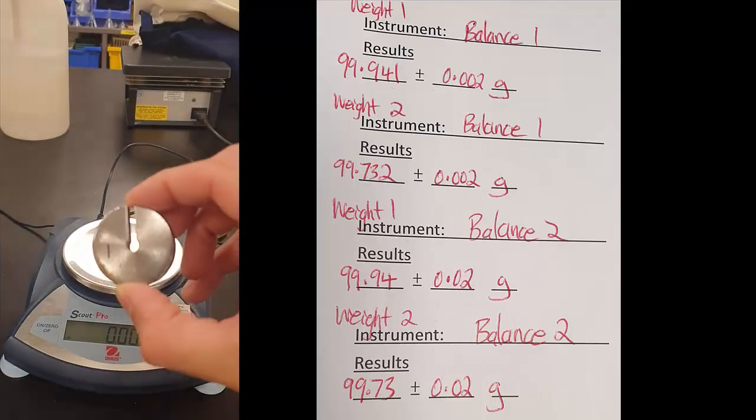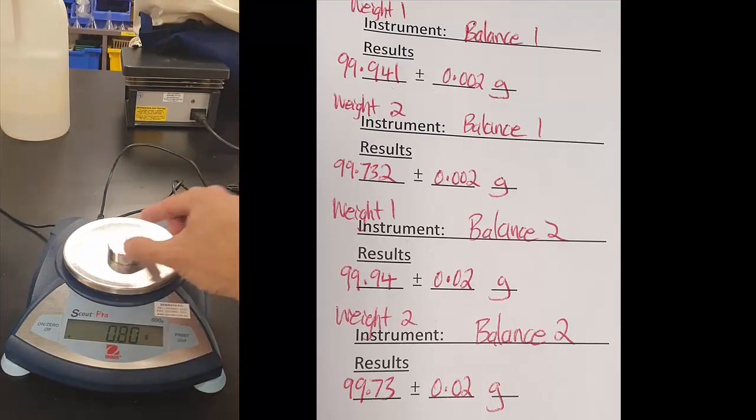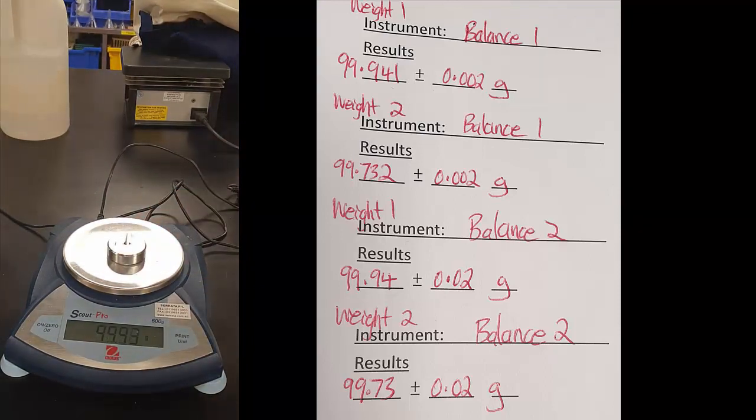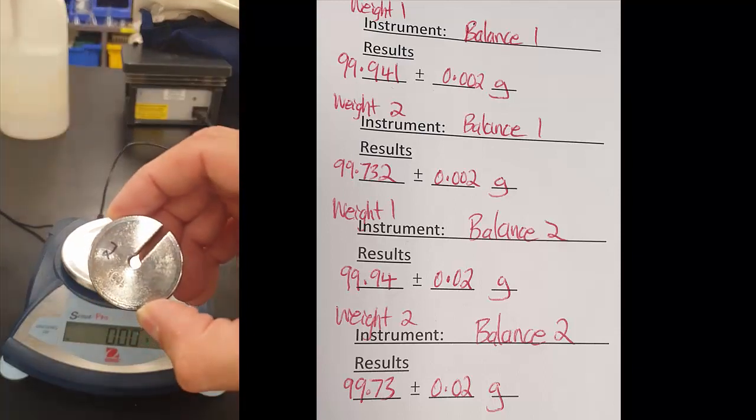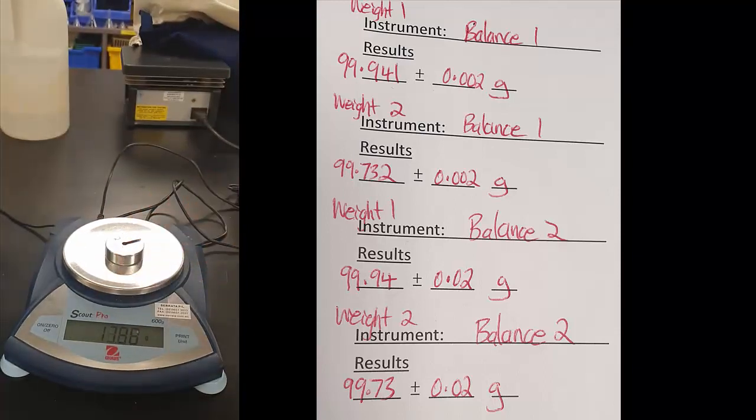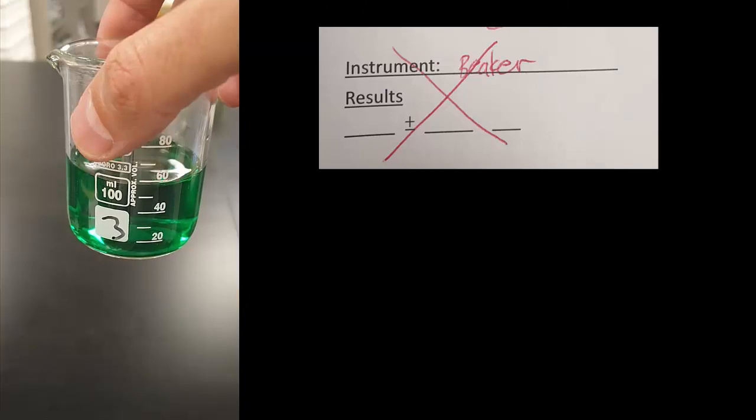I do see big differences between everything. They're meant to be 100 grams, and balances 1 and 2 are not 100 grams, but they are giving similar readings. So again, the smallest digit is 0.01. Because you tare it, that's the first error, and then you take a measurement, that's a second error. So you double it, so it's 0.02. So the rule for digital instruments is the smallest digit.